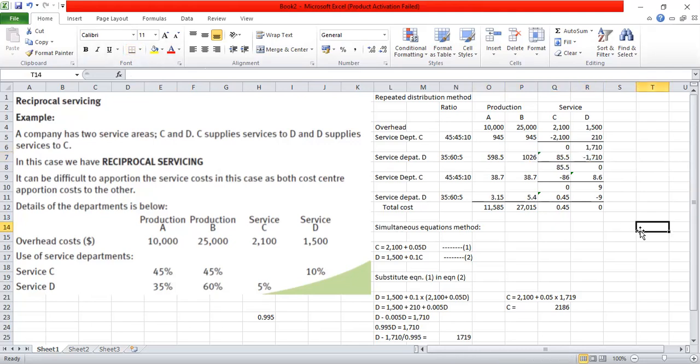Now nothing is left in D. It has become 0, but C received a new amount which is 85.5. So take 85.5 and charge it to other departments A, B and D. So A will receive 85.5 into 45%. This one also will receive 85.5 into 45%, and this will receive 85.5 into 10%. So nothing is left in department C. D it is received 9. So charge this 9 to other departments.